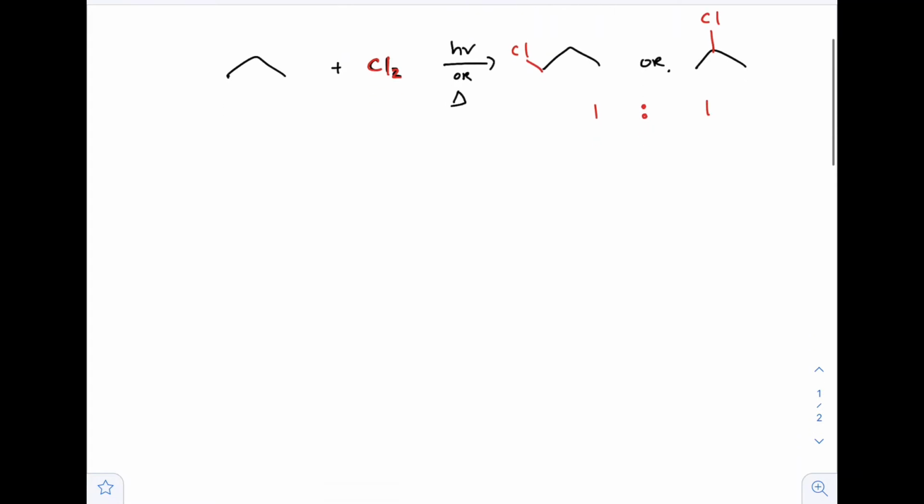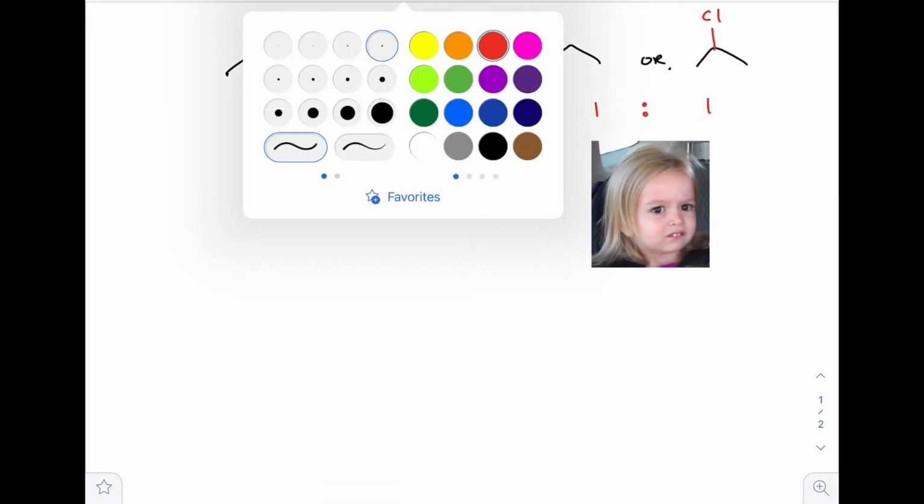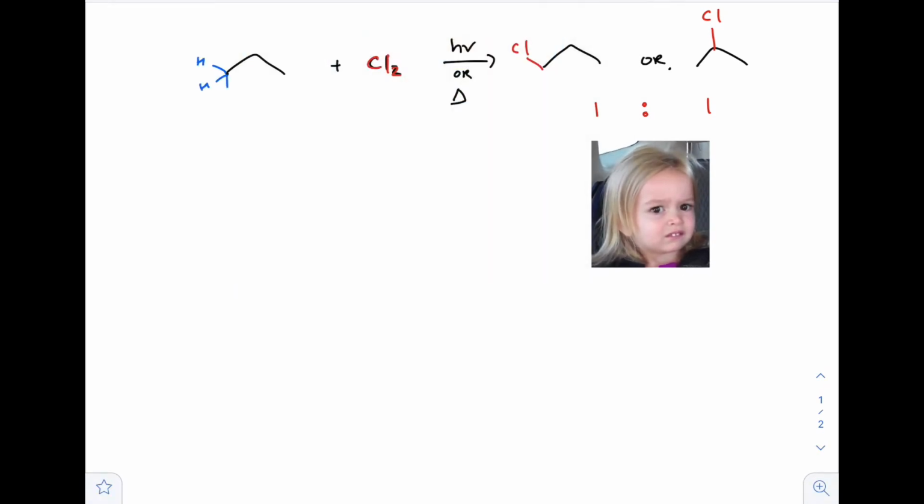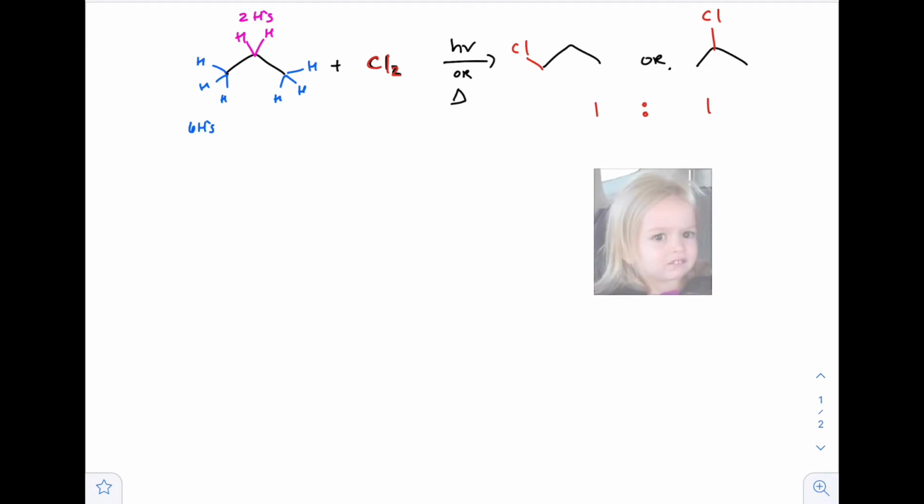Some of you may be like, okay, why is that significant? Well, if we look at the number of hydrogens, let's say in blue in this case, and the number of hydrogens in pink, we have a 6-to-2 ratio, right? Or a 3-to-1 ratio. And so that's actually the ratio that we might expect, provided each of those hydrogens is equally reactive, right? So we would expect a 3-to-1 product ratio. But that's not what we get. We get a 1-to-1 ratio. And so why is this the case?